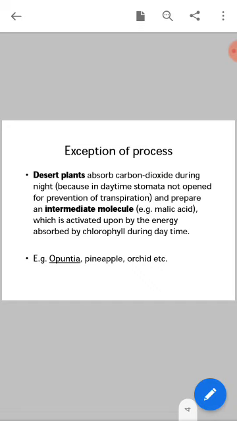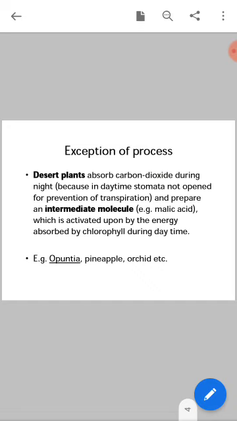In the normal plant, light reaction and dark reaction can both happen in daytime, but in the desert plant, they cannot open their stomata in the daytime, so that is why the carbon dioxide part cannot happen in daytime. Rather, in the daytime they process another thing. They absorb the carbon dioxide in the night, and in the night they produce an intermediate molecule. After producing the intermediate molecule, the process is stopped, and the rest of the process continues in daytime when they absorb the sunlight.